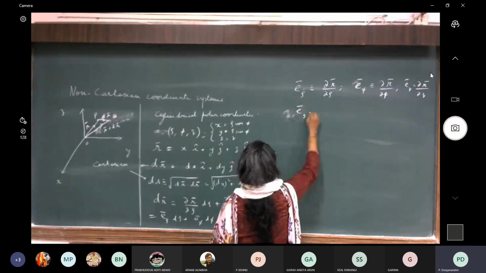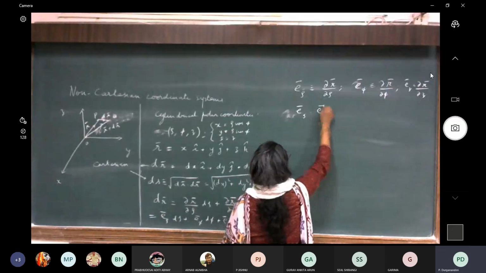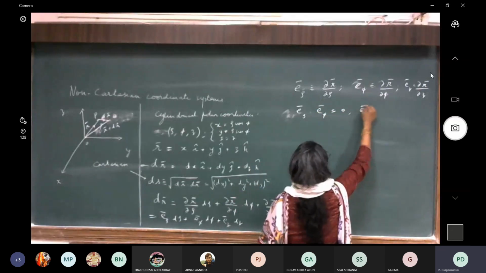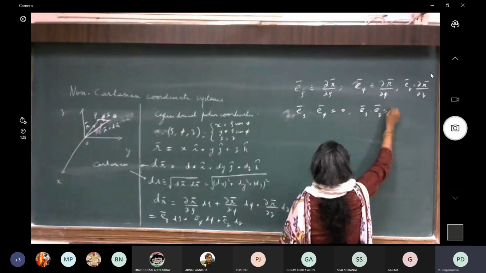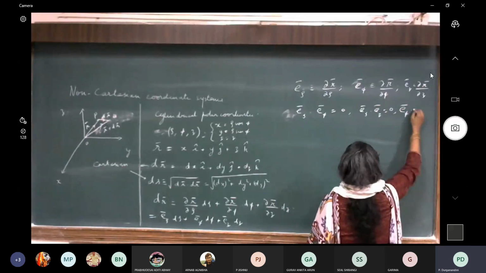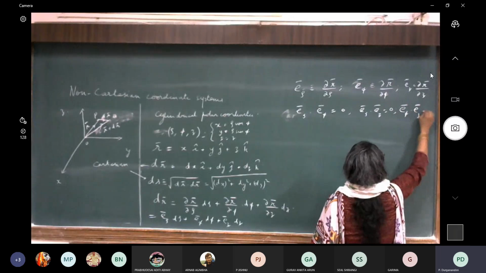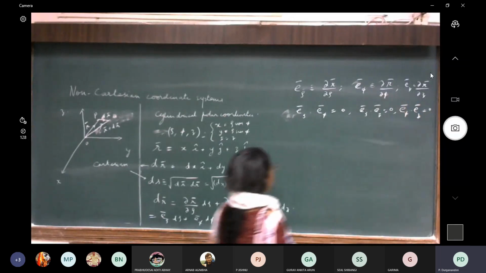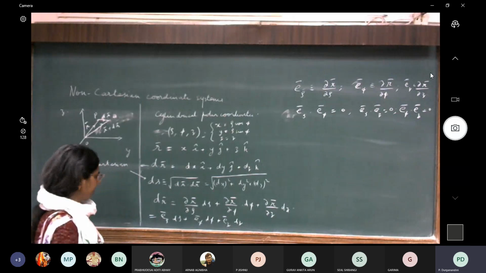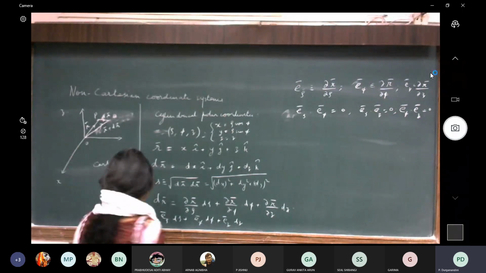And you can also see from the definition which I gave you yesterday that E rho dot E phi is 0, E rho dot Ez is equal to 0, and E phi dot Ez is also 0. So these are mutually orthogonal to each other. That's why you can choose E rho, E phi, Ez as a basis, because you have an orthogonal basis.